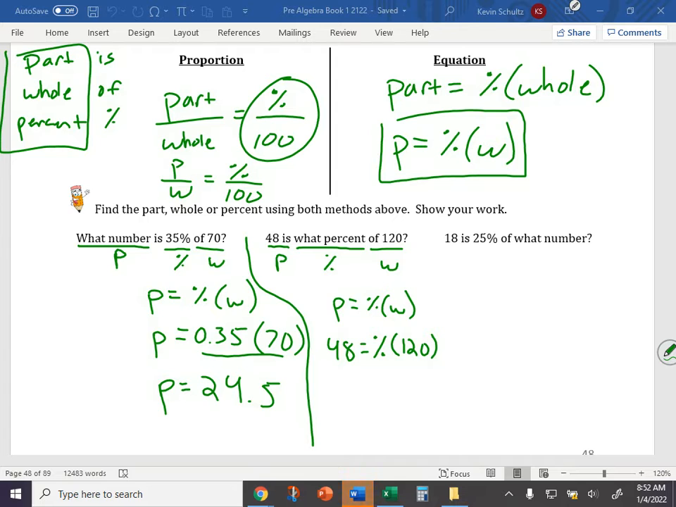But think back to how you solve an equation. If we're multiplying our percent by 120, how do we undo that? Abby? You divide by 120. Yes. We'll be dividing both sides by 120, back to last unit, to cancel that 120 out. And what is 48 divided by 120? Haley? 0.4.